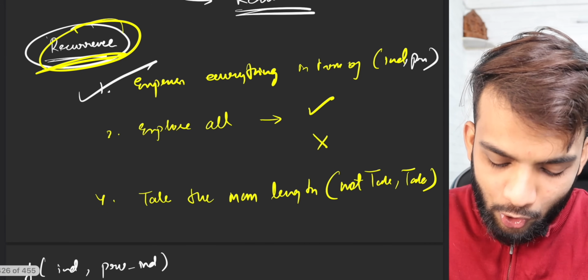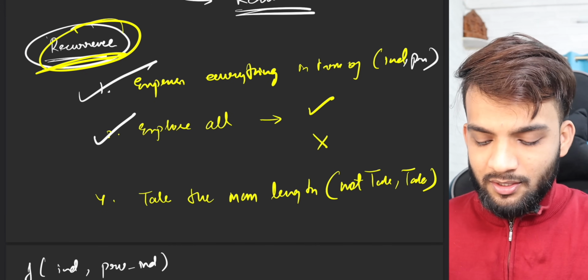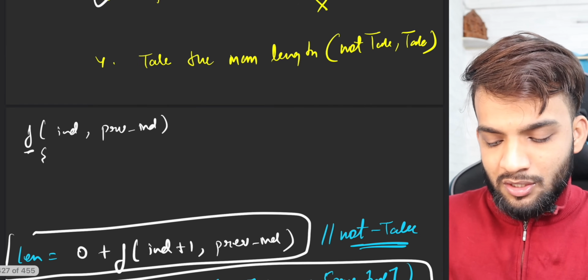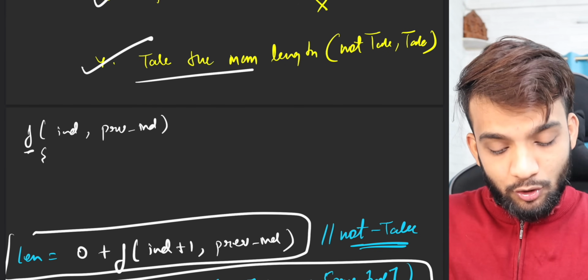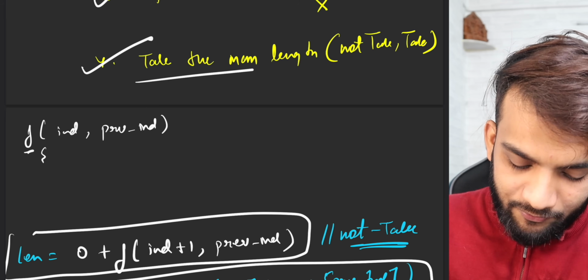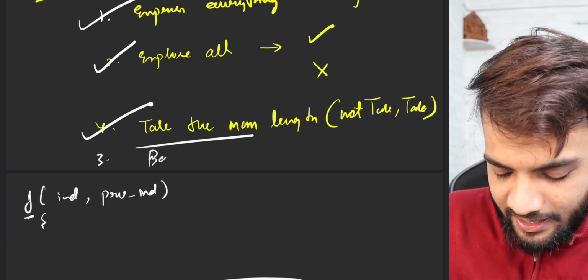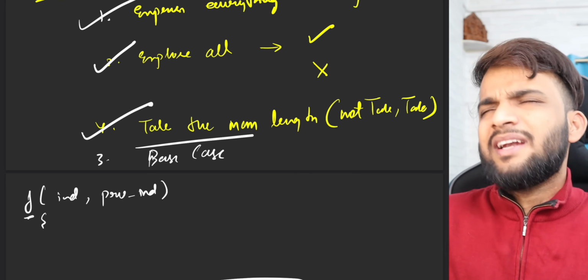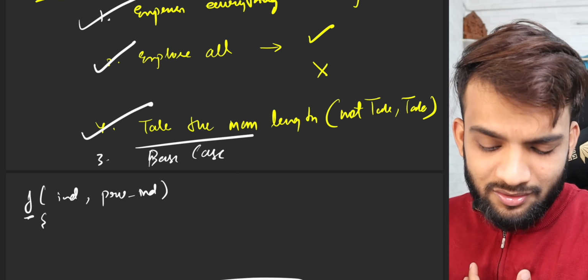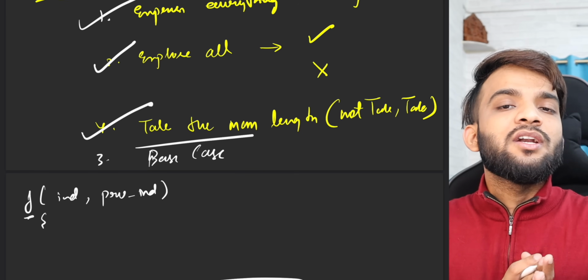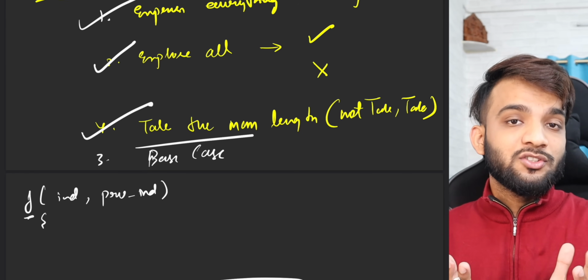So have I explored all the options? I have. Now, taken the max length. I do. What's the next thing? I forgot the next thing, which is the base case. When do you end? That's my question. You know, in subsequences, you end when you run out of elements.